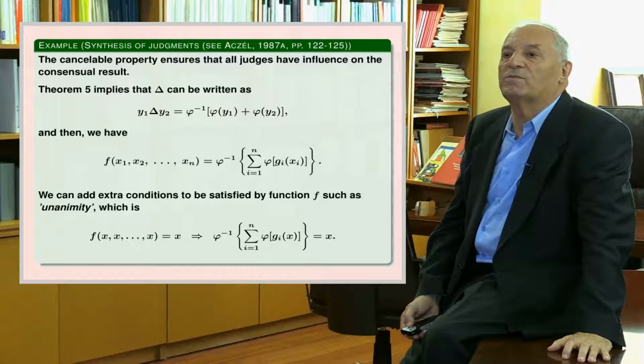This theorem implies that delta can be written as in the first expression in the transparency, and then it can be written as in the second expression. We can even add extra conditions to be satisfied by function f, such as unanimity, which is the one in the last line. That means that when all members of the committee assign the same judgment x, the consensus judgment must be x.